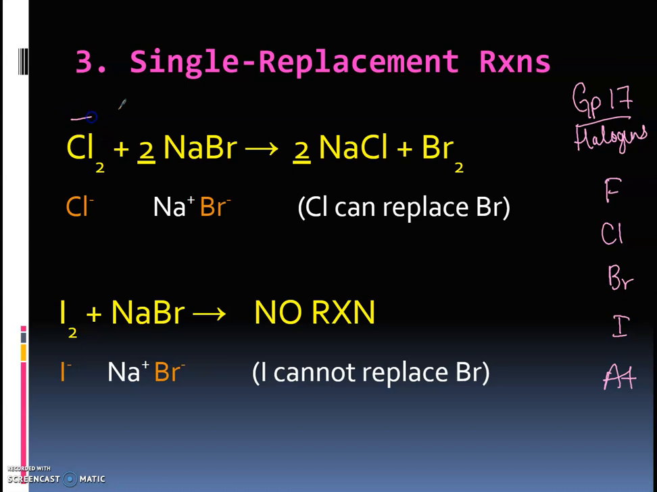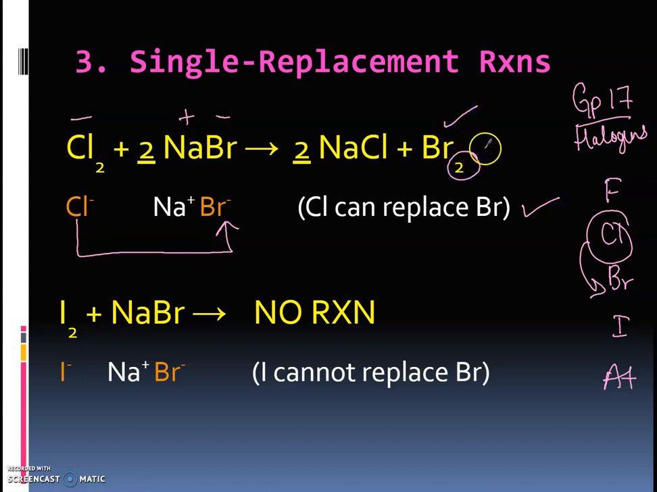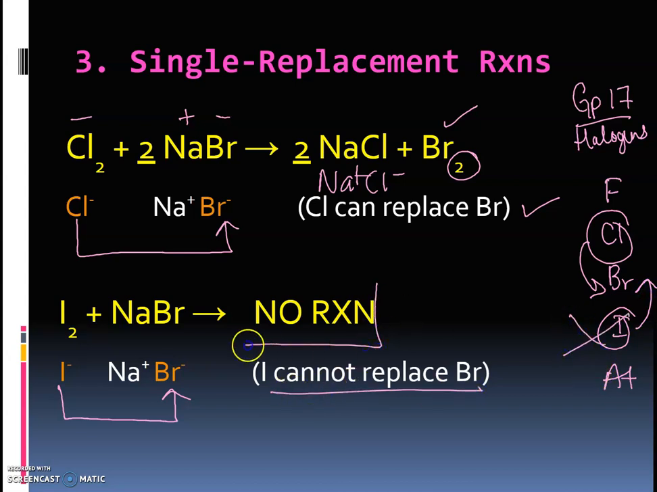All right, so chlorine and NaBr, chloride will try to replace bromine. Chlorine is above bromine, so it'll happen. So then you kick out the bromine, mindful of diatomics, and then you get your Na plus and Cl minus, making NaCl. But if iodine tries to replace bromine, you're not going to see that happen because it's lower. So there's just simply no reaction.